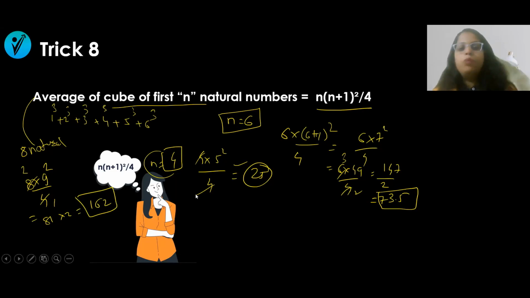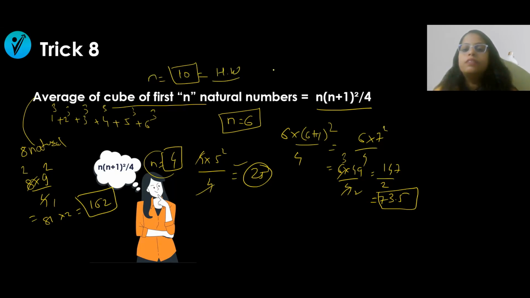And again, there is one more question for you which you have to answer in the comment section. You have to find the average of the cubes of the first 10 natural numbers. This is your homework and you have to answer in the comment box. Okay. Now let's jump towards the next trick.